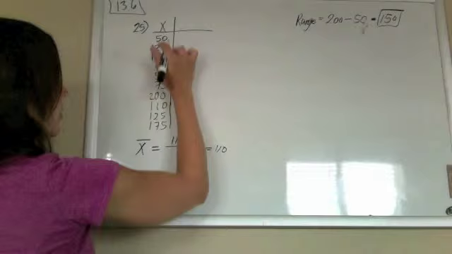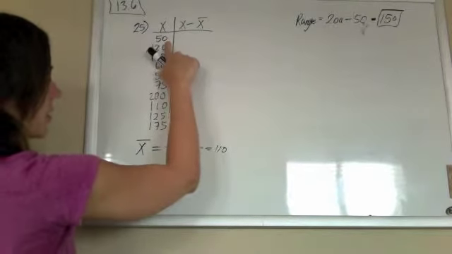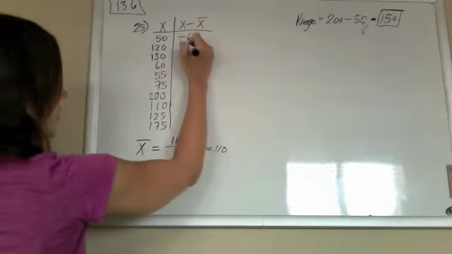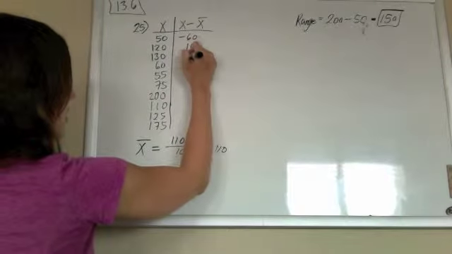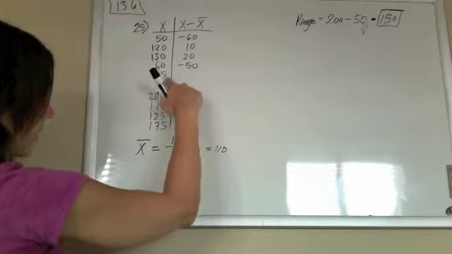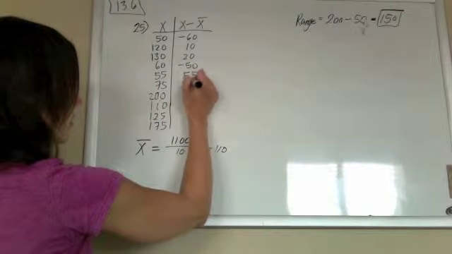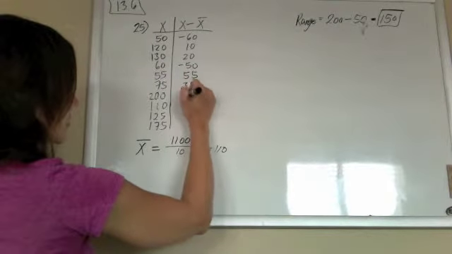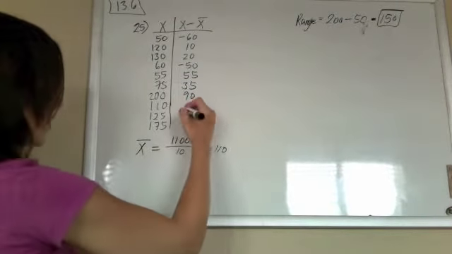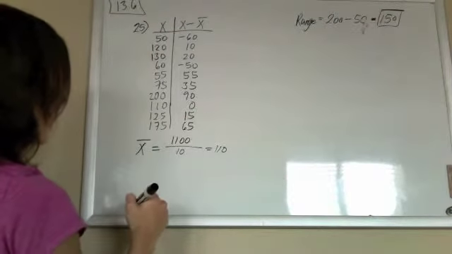Now I'm going to take each one of these numbers and subtract the average. So subtract 110 from each of these. So 50 minus 110 is minus 60. 120 minus 110 is 10. 130 minus 110 is 20. 60 minus 110 is minus 50. 55 minus 110 is minus 55. 75 minus 110 is minus 35. 200 minus 110 is 90. 110 minus 110 is 0. 125 minus 110 is 15, and 175 minus 110 is 65.